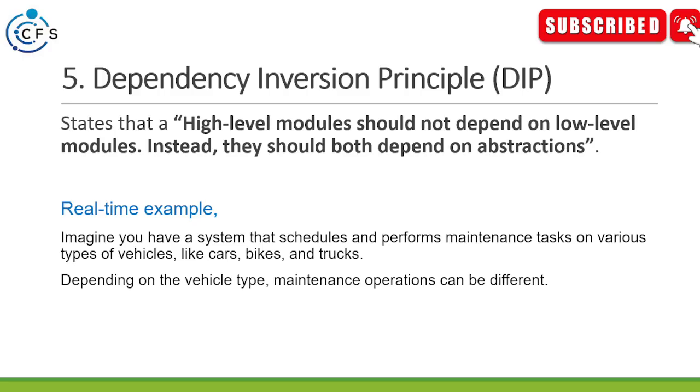But now let's go with a real-time example. Imagine you have a system that schedules and performs maintenance tasks for various types of vehicles like car, bike and truck. Depending on the vehicle type, the maintenance operation can be different. So if my vehicle type is car, bike or truck, definitely my maintenance operations are different. So that's the system I need to build.